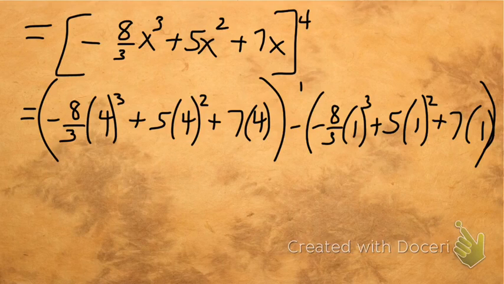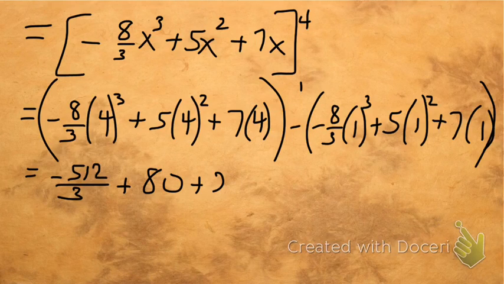What can we do? Oh, exponents before we multiply. That 4 cubed is the same as 64. And 64 times negative 8 is negative 512, all over 3, multiplying tops and bottoms, understood bottom of 1. That's 5 times 16, which is 80. 7 times 4. Keep those together.